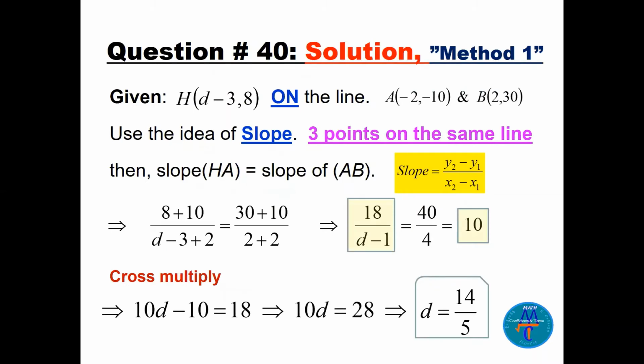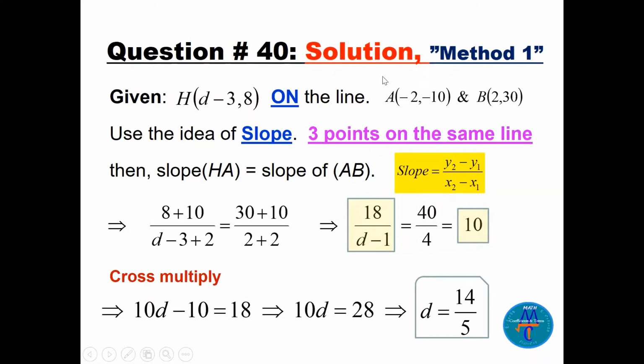I will call the point that we have H, (d minus 3, 8) on the line. Then I will call the other points A and B. Now we use the idea of slope here in method number 1. 3 points on the same line, all on the line.